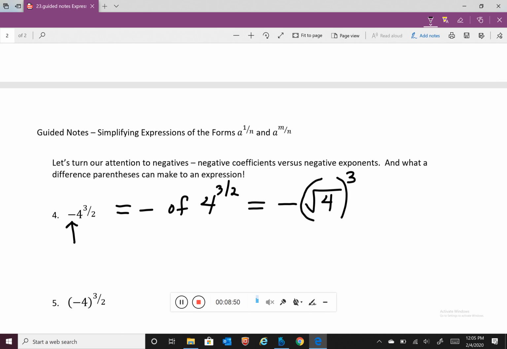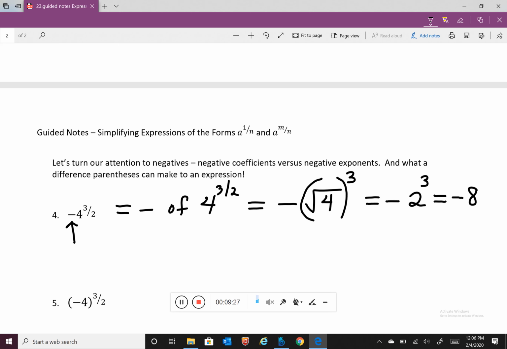I'm going to simplify with my radical first. So the square root of 4 is 2. And this negative just happens to come along for the ride. So it's negative of 2. We still have to cube it. So again, the negative goes along for the ride. It is out front. And so this is the negative of 2 cubed, and 2 cubed is equal to 8. So our answer is negative 8.